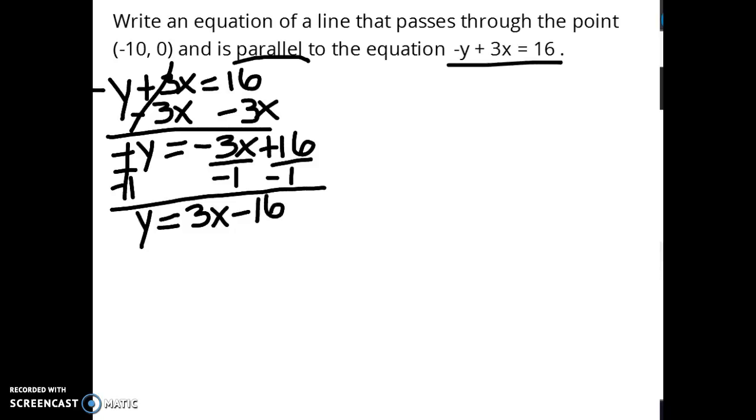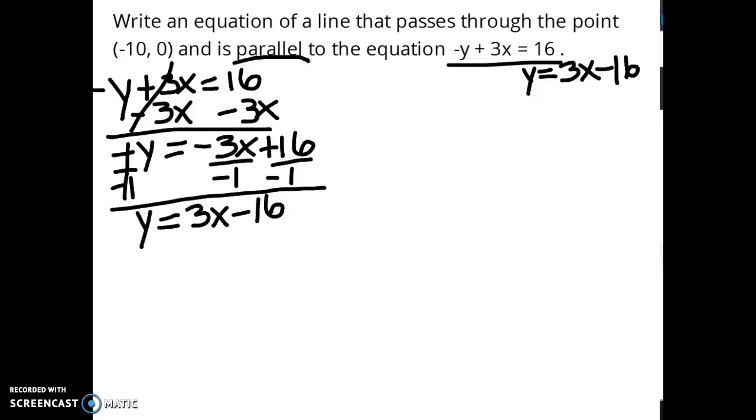So the equation I'm making, my new equation, I am making parallel to the equation y equals 3x minus 16. Awesome.